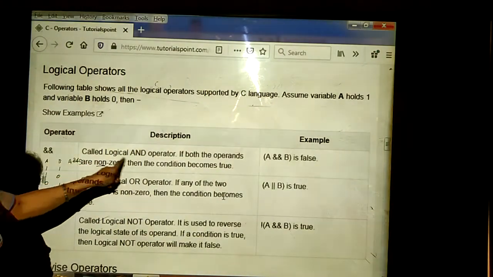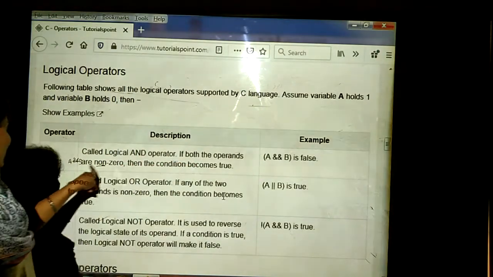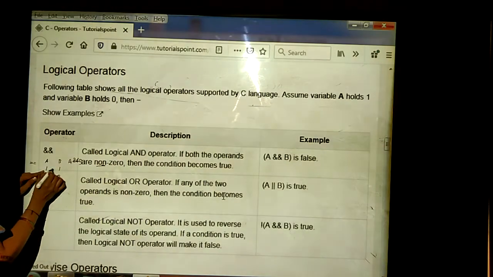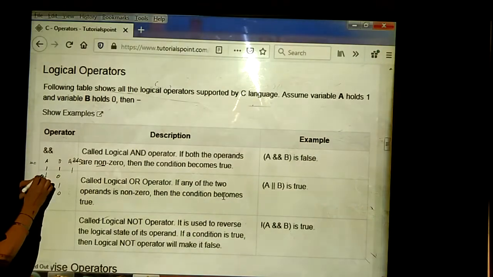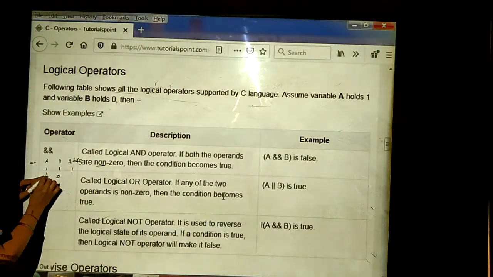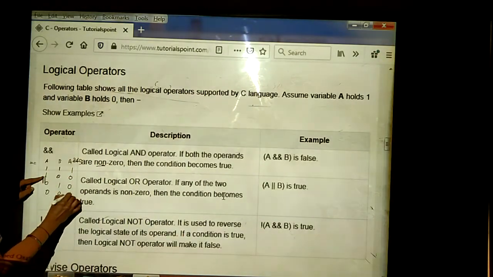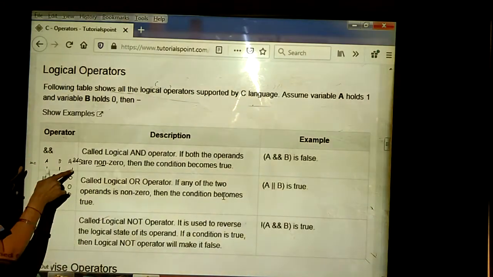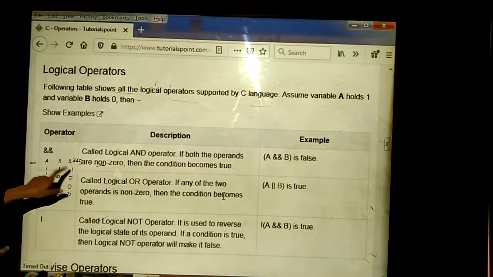The AND symbol is called the AND operator if both the operands are non-zero, meaning non-zero values. 1 is a non-zero value. If we have 1 and 0, here A is non-zero and B has a 0 value, so we are going to get 0. Only when both operands are non-zero will the condition be 1. Otherwise, it is false. This is the way of declaring the value.